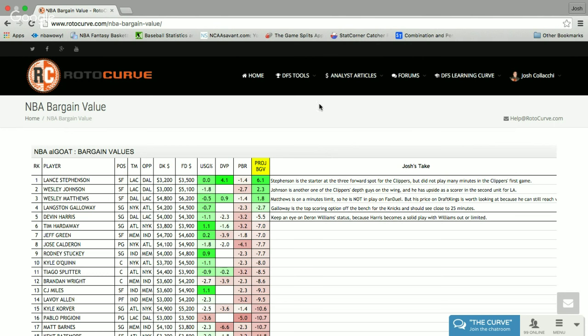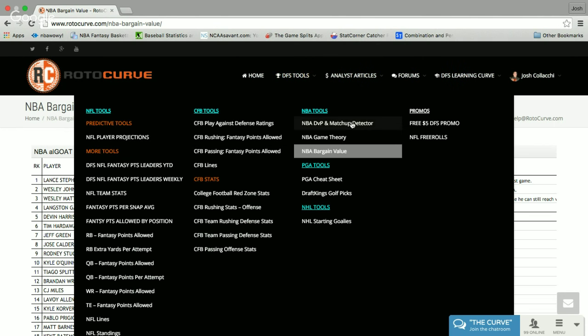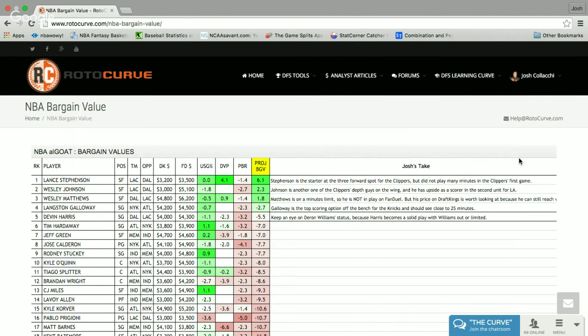That basically wraps up the 3 tools we discussed. As you can see here, the NBA DVP and matchup detector, the game theory, and the bargain value. This video will be posted on each tool, so you can go on and use them. And if you need a refresher, you can just click on it and listen to my voice kind of guide you the way through anything that you need to learn.